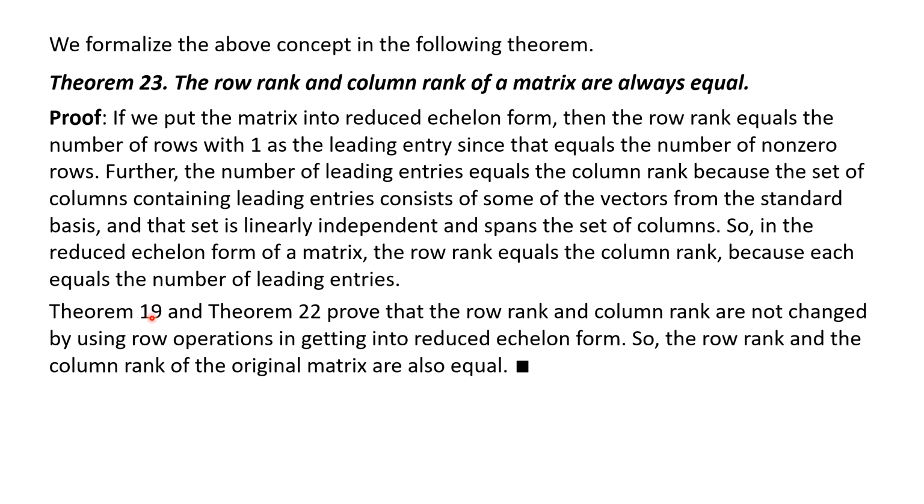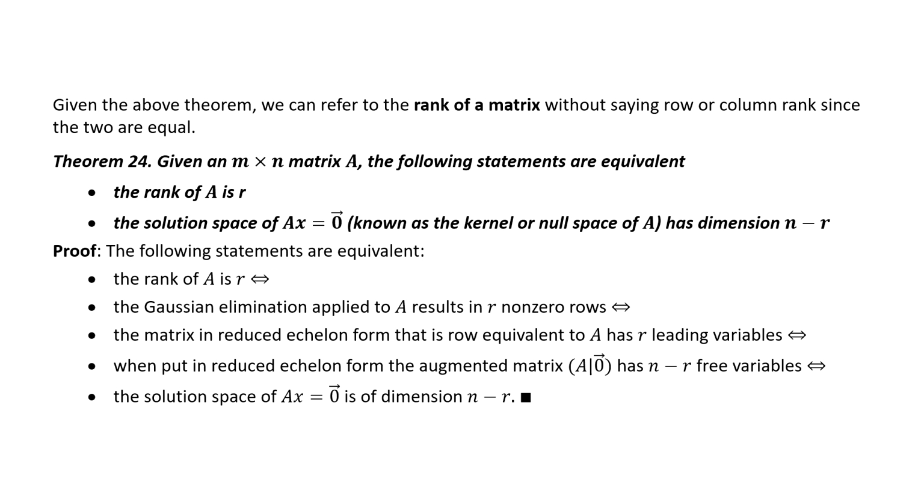Theorem 19 from the previous lecture and Theorem 22 prove that the row rank and column rank are not changed by using row operations and getting into reduced echelon form. So the row rank and the column rank of the original matrix are also equal, which is what we wanted to prove. In light of the above theorem, we can refer to just the rank of a matrix and not the row or column rank, since we know they're always equal.